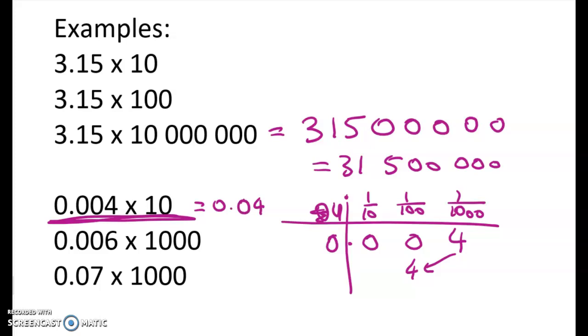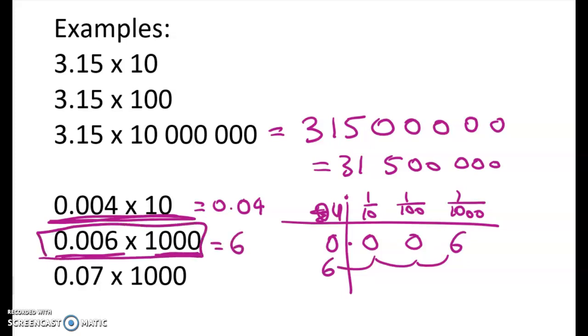The next one, we've got 0.06 times 1,000. And we're going to get away from this table soon, but first we're going to see what's happening. We're shifting over 3 place value columns, 1, 2, 3. So the 6 is going to end up here. Now let's look at how we could do this one now without the place value column to work with.